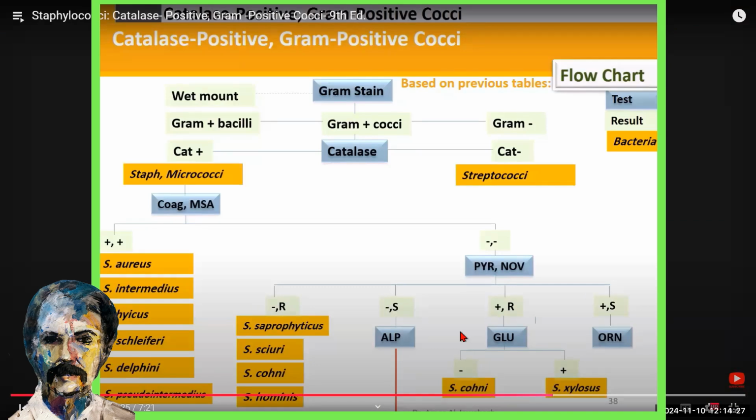If it's sensitive, epidermidis; resistant, then it's going to be saprophyticus. But if pyre is included here, it gives you a very detailed diagnosis. Look, if it's pyre negative and resistant, it's this. Pyre negative and sensitive, you have to do alkaline phosphatase. And imagine if you do this, it's going to take 3-4 days. If it's pyre positive and resistant, glucose fermentation, and so on. So here, pyre and novobiocin. Normal labs, novobiocin is enough.